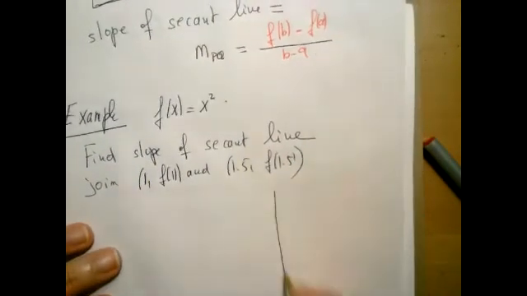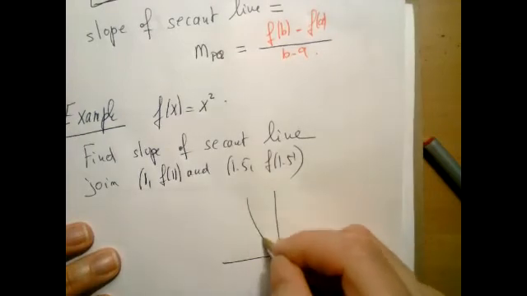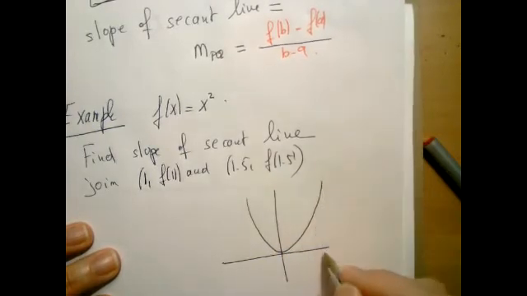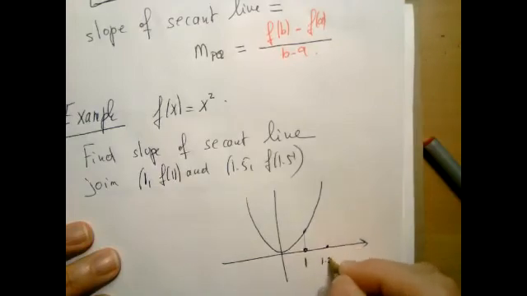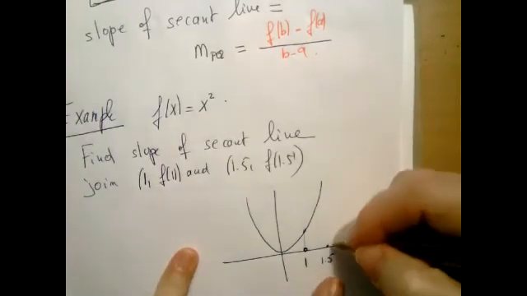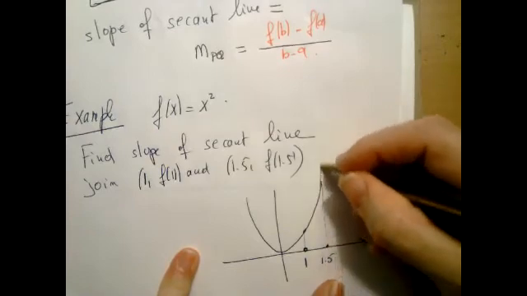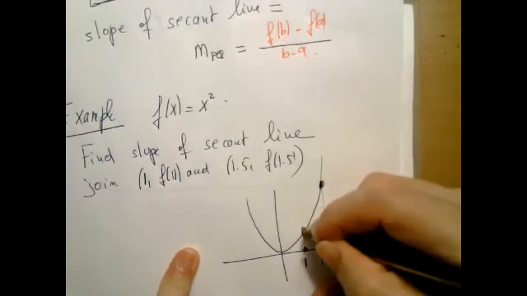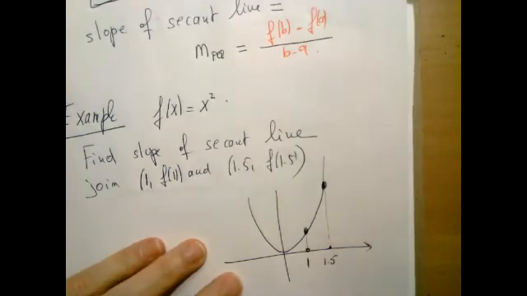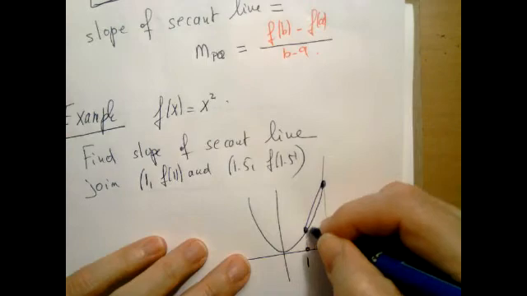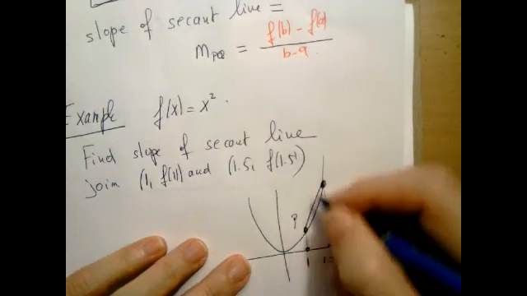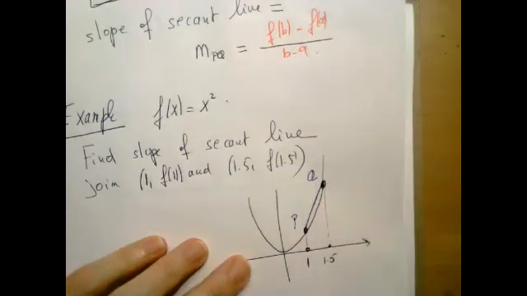So this is my graph. That's my function. And that's the point 1 right here. And that's the point 1.5. It's somewhere in here. That's 1, that's 1.5. And I need to find the slope of this line right there. That's my line. I'm gonna call this point P, and I'm gonna call this point Q.